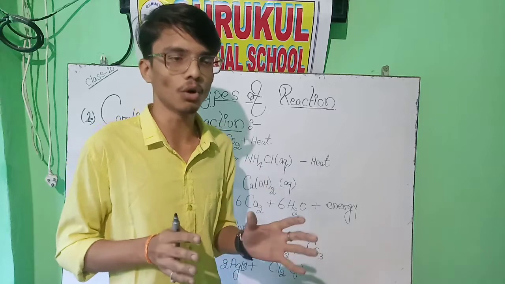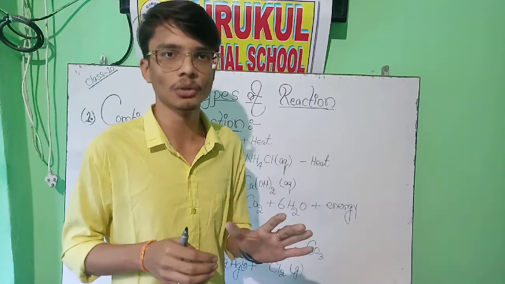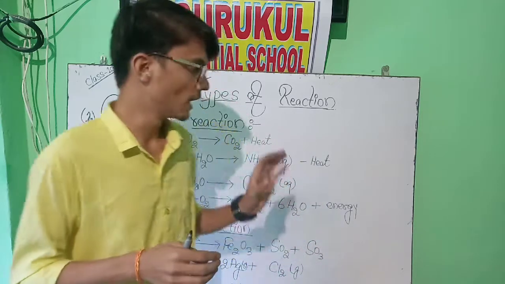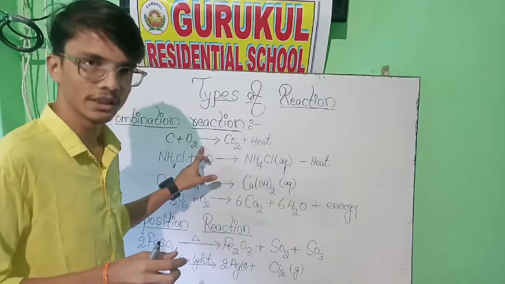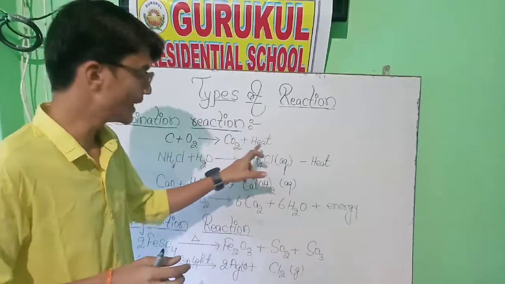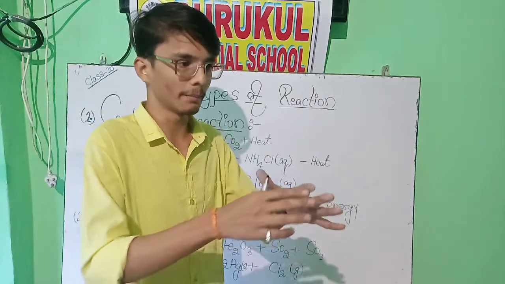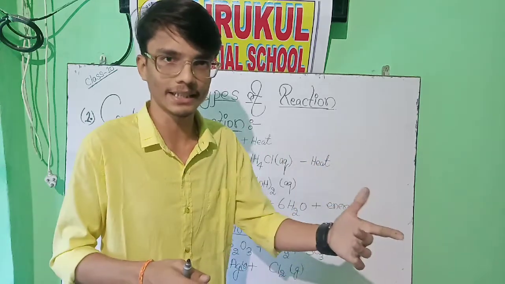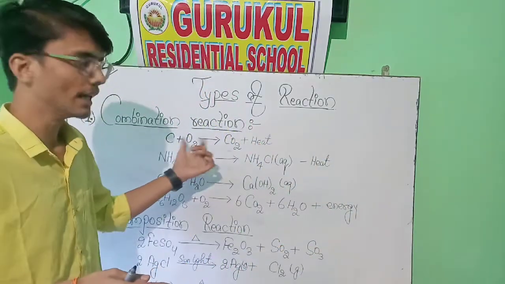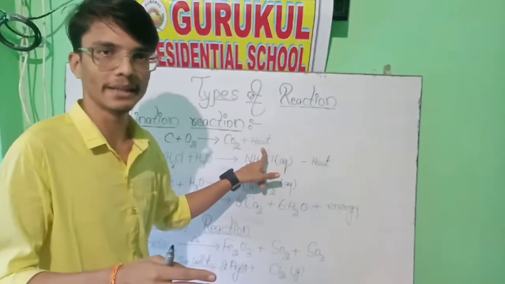Exothermic means when two or more substances react together and it releases energy, it is known as an exothermic reaction. Like when carbon or charcoal is burning in the presence of oxygen, it gives carbon dioxide and releases energy. Releasing energy means the temperature of the container or the surrounding will increase at that time. Whenever this reaction happens, the temperature will increase there. So it is known as an exothermic reaction.